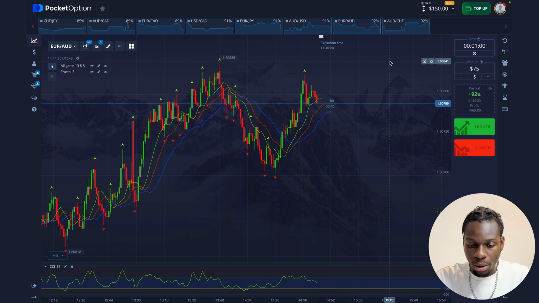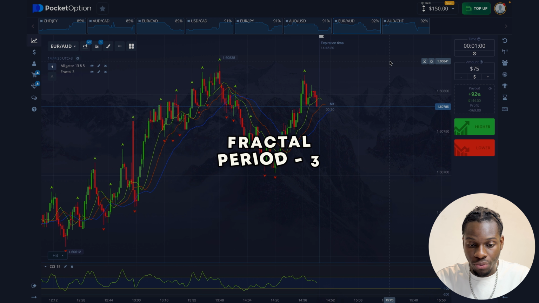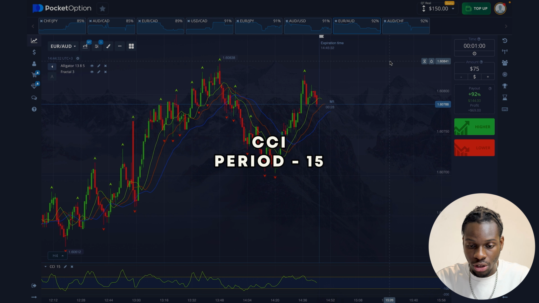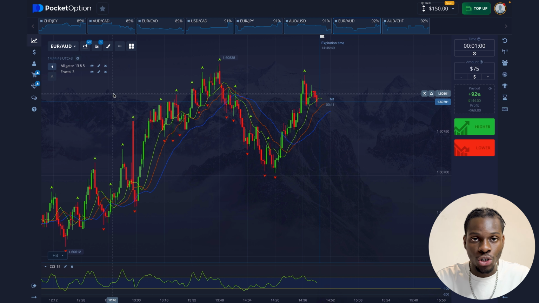So I'm already on the Pocket Option platform and I have a couple of indicators already set up. They are trend-based indicators. We have our alligator with default settings, our fractal with a period of 3, and our CCI oscillator with a period of 15. Now, this strategy is a very simple strategy. We just want to be able to read the trend of the market and be able to make moves based on the market trend. And I'll explain to you each of the trades we're going to take today. And by the end of this video, you should have a proper understanding of it and you should be able to apply it in your own trading as well.